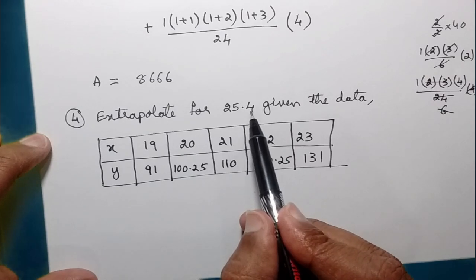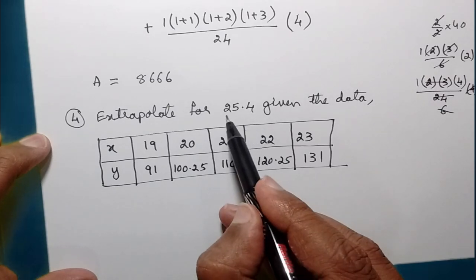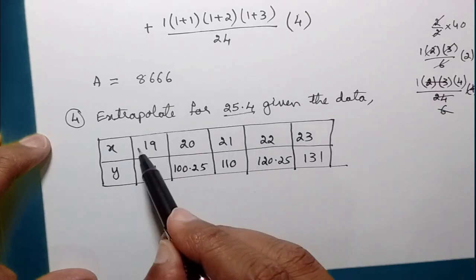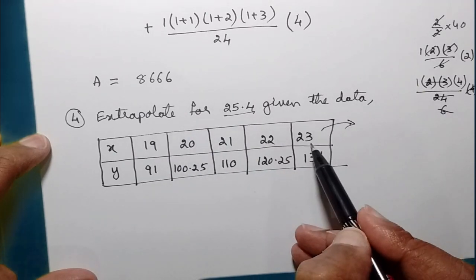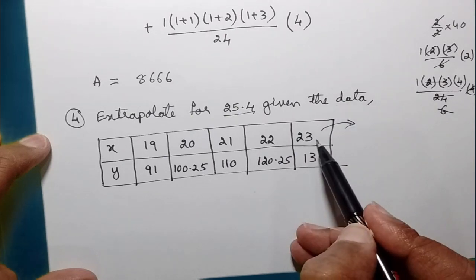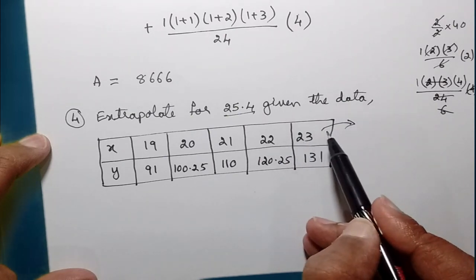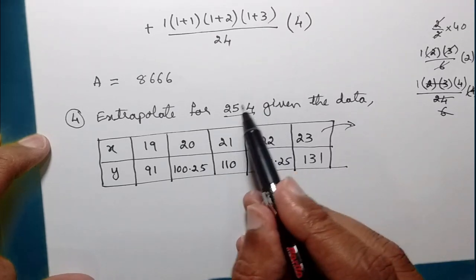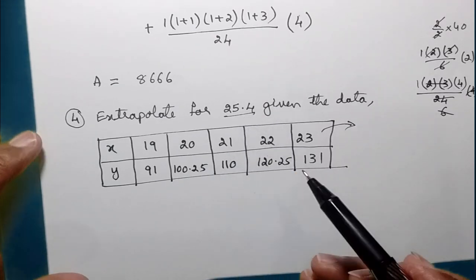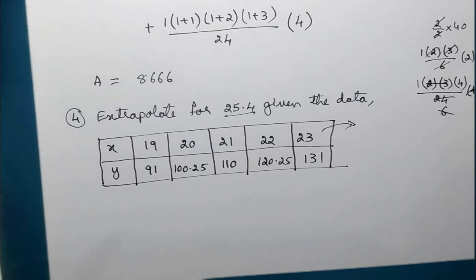So 25.4 corresponds to your x value. Is it at the beginning or at the end? 25.4 is beyond this 23. So it is near to the end. If it is near to the end, which formula is to be used? You have to use Newton's backward interpolation formula. So let us use Newton's backward interpolation formula in this case.